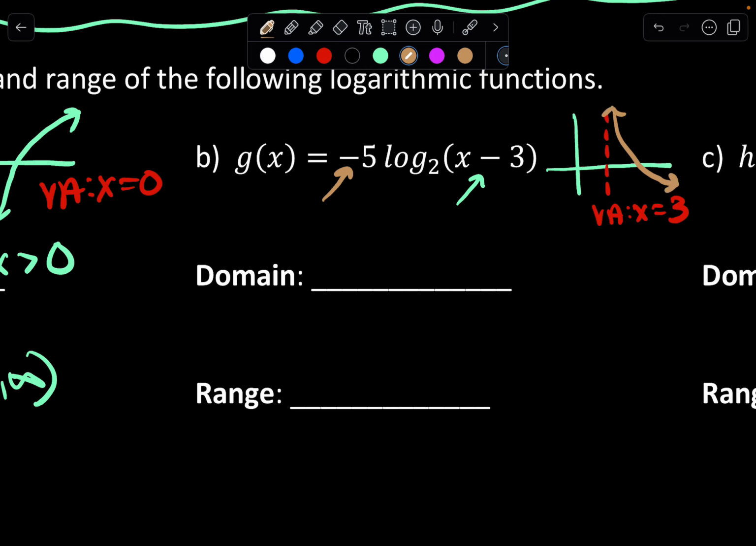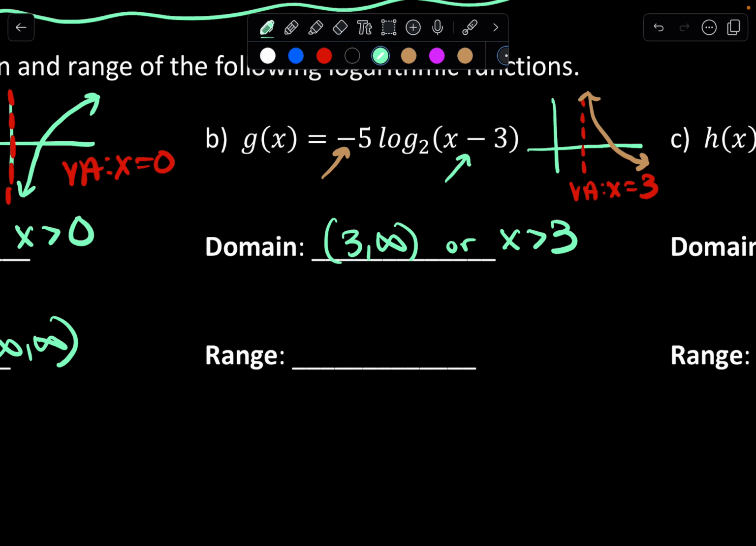All right, so our domain doesn't change. It'll still be 0 to infinity, or x is greater than, oh, that's a lie, that horizontal translation. So it's 3 to infinity, or x is greater than 3. Sorry about that. No matter what transformations occur for a log, the range will always be all real numbers, or negative infinity to infinity.